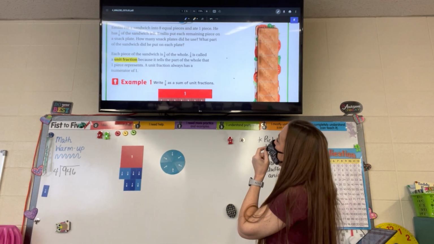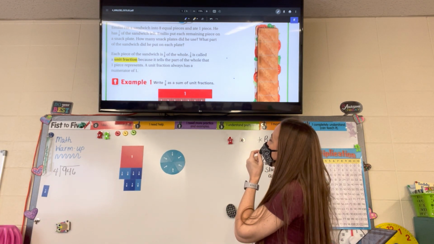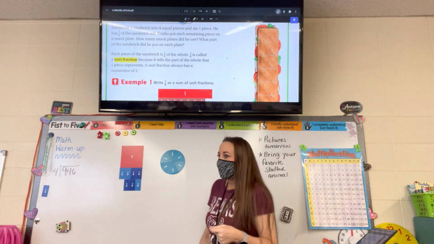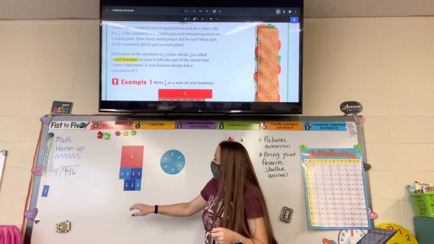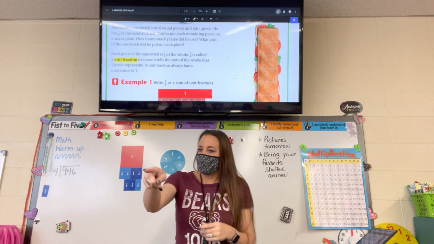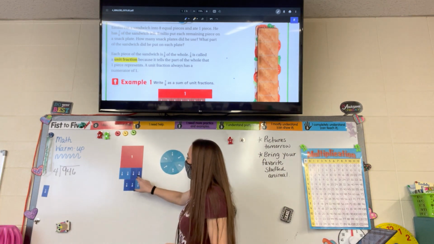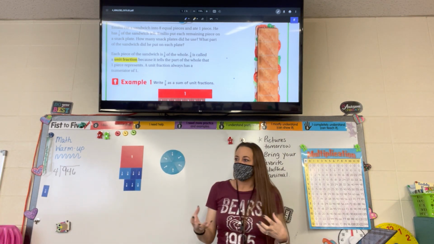Emilio put each of the remaining pieces on a snack plate. How many snack plates does he need? Jace? 7/8. Can you have 7/8 of a plate? No, 7 plates. There you go. Give yourself a point. So he needs 7 plates because he's got 7 pieces left.